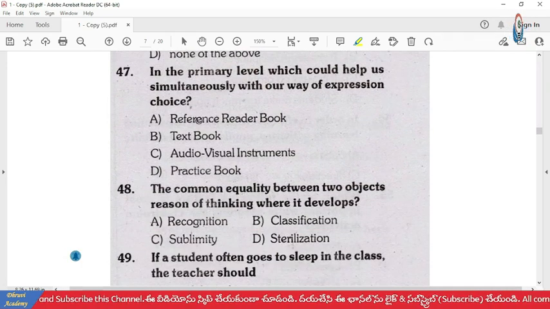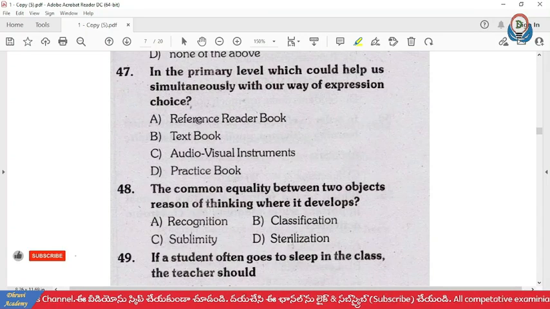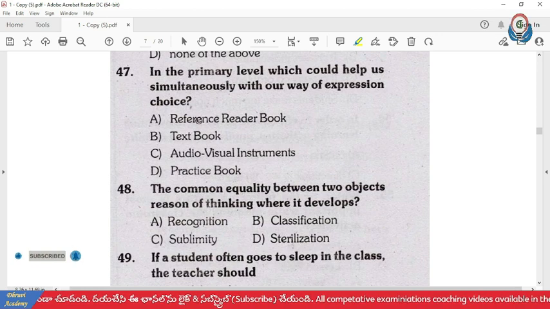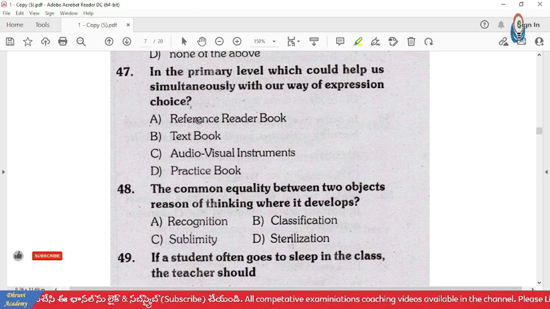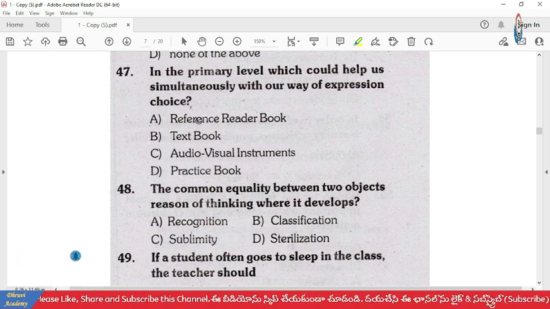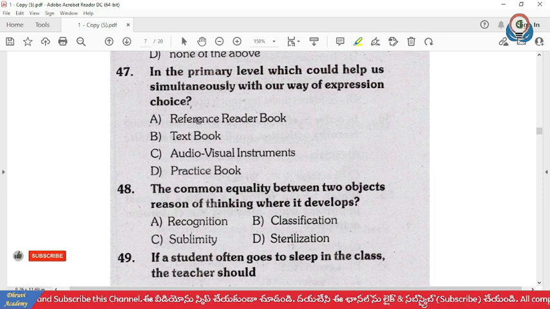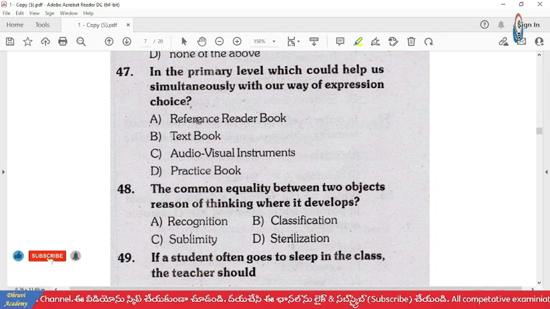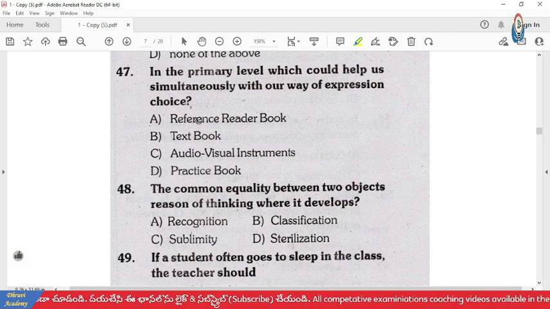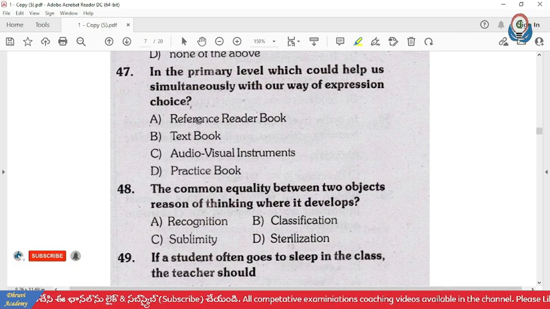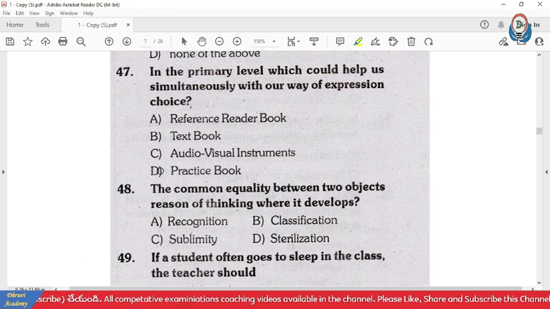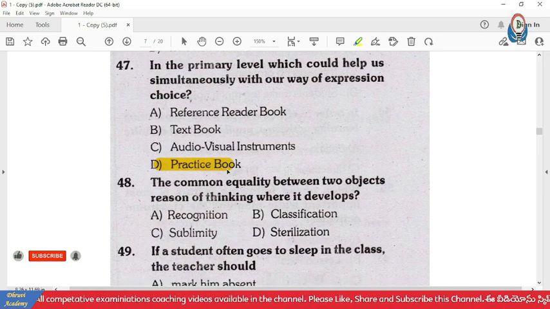At the primary level, which could help us simultaneously with our way of expression choice? A reference reader book, B textbook, C audio visual instrument, or D practice book. Which is the right answer? The answer is, at the primary level, it should be a practice book. A practice book is the right answer.